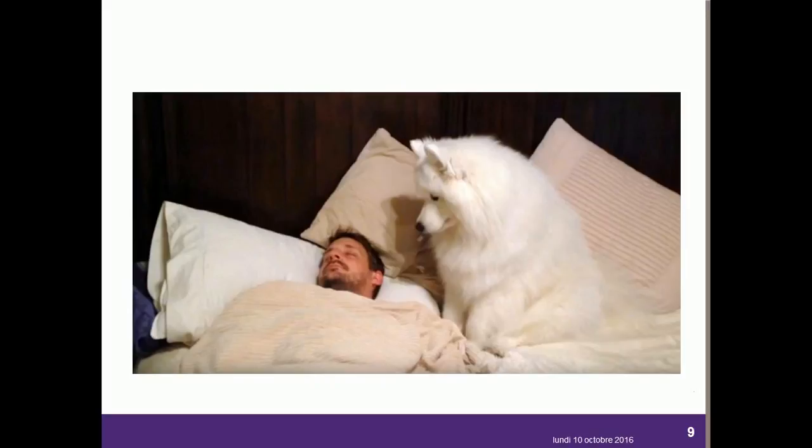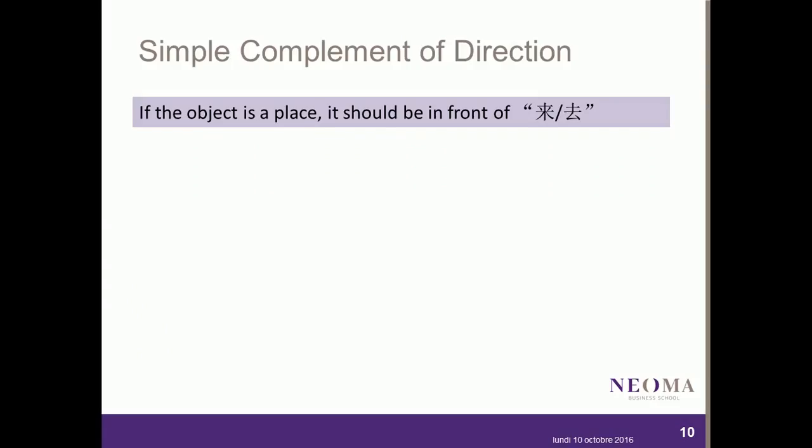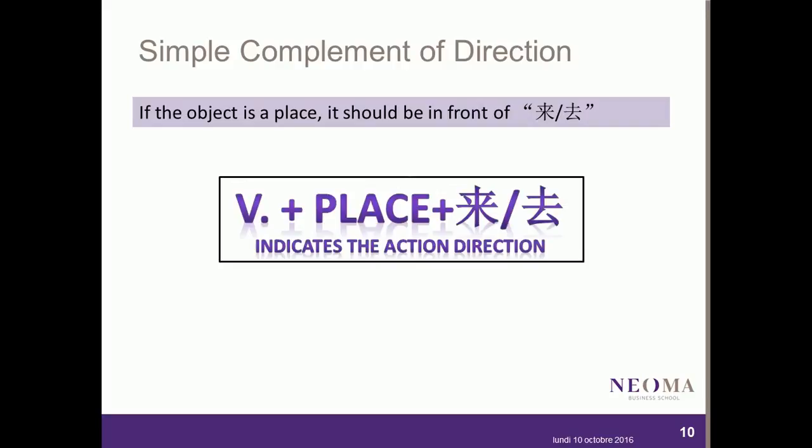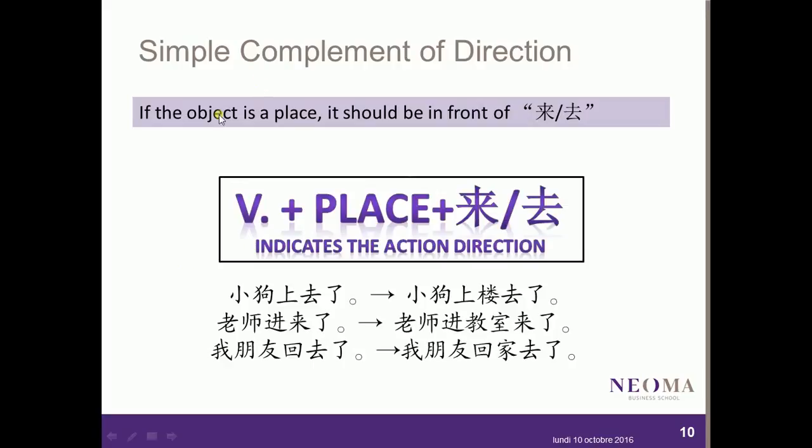Let's see if we can put more elements in this structure. If the object is a place, it should be in front of 来 or 去. It looks weird, so let's see the formula. Verb plus place plus 来 or 去. Instead of saying 小狗上去了, 上哪儿? You've got to give a location. If you put a location in there, you put it between 上 and 去. So 小狗上楼去了. 上楼 shows the action and location, and then the direction. 上楼去了.